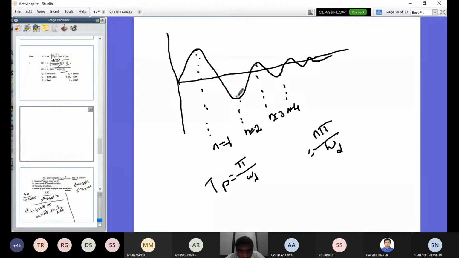The same way we can find the undershoots. N equal to 2 is the first undershoot. N equal to 4 is the second undershoot. So how to determine the first peak undershoot? 2 pi by omega d. 2 pi by omega d.